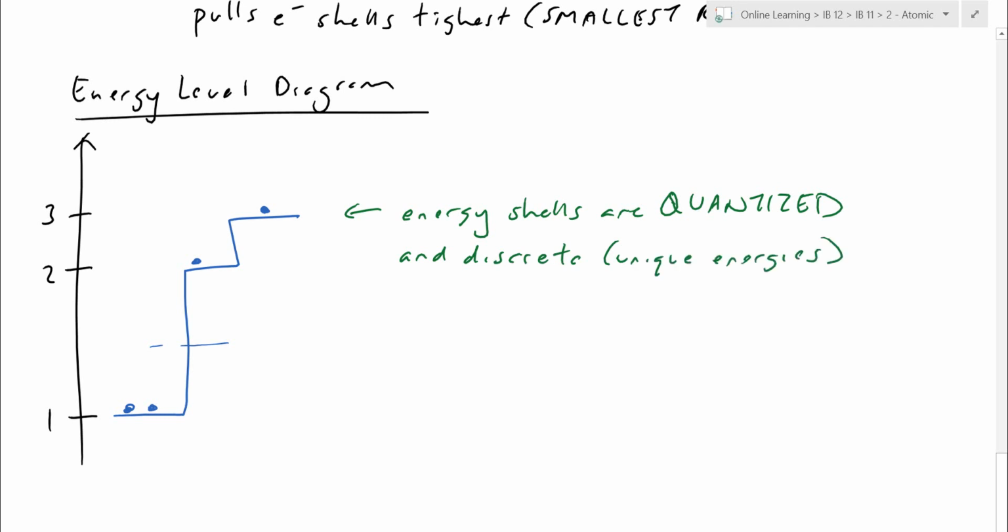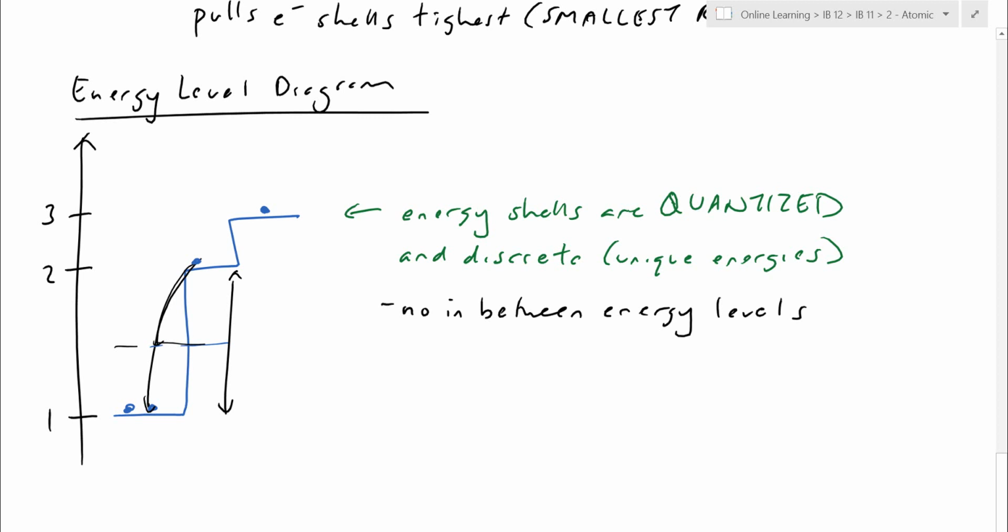Every element will have different energy levels and different energy spacing, because they have different numbers of protons. But because they're quantized, like a staircase, as electrons jump up and down, they can't land or stop anywhere in the middle. Every time they jump a certain staircase, they're always going to traverse a certain amount of energy. So energy shells are quantized, discrete, unique energies. There are no in-between energy levels.